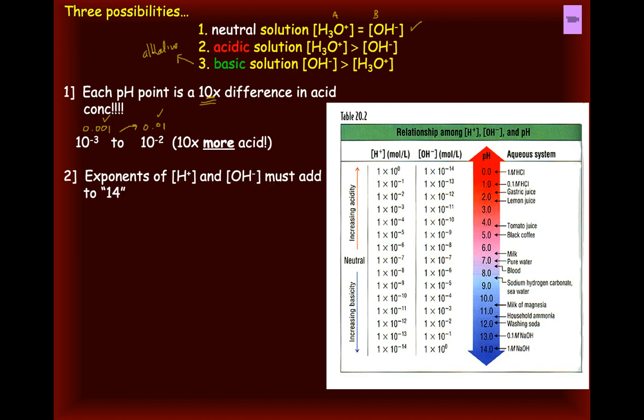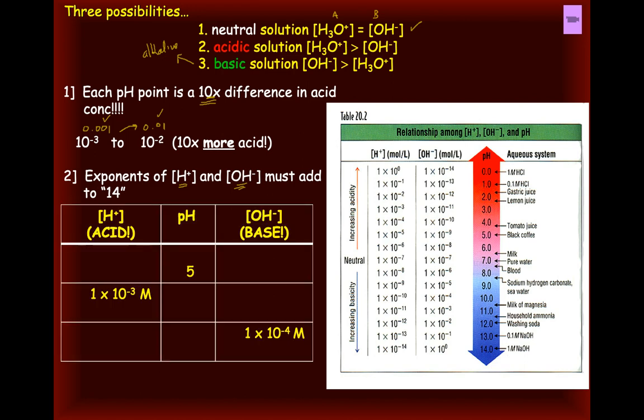Also make sure that the exponents of your H plus concentration and your OH concentration add to 14. Or if they're not, then the numbers need to multiply so that they get to 1 times 10 to the minus 14th. So, just a little exercise on this. Let's say my pH is 5. What would my acid concentration be? Well, that would be 1 times 10 to the minus 5.